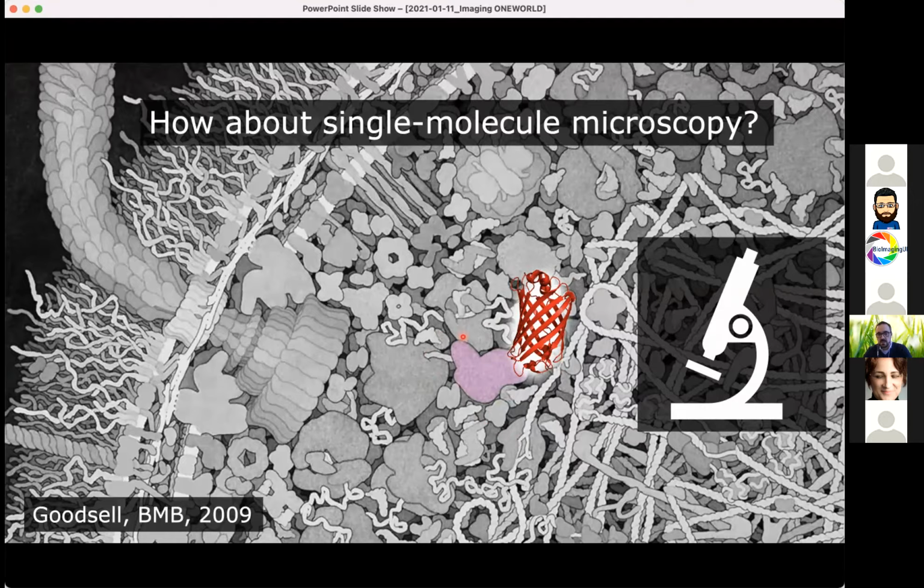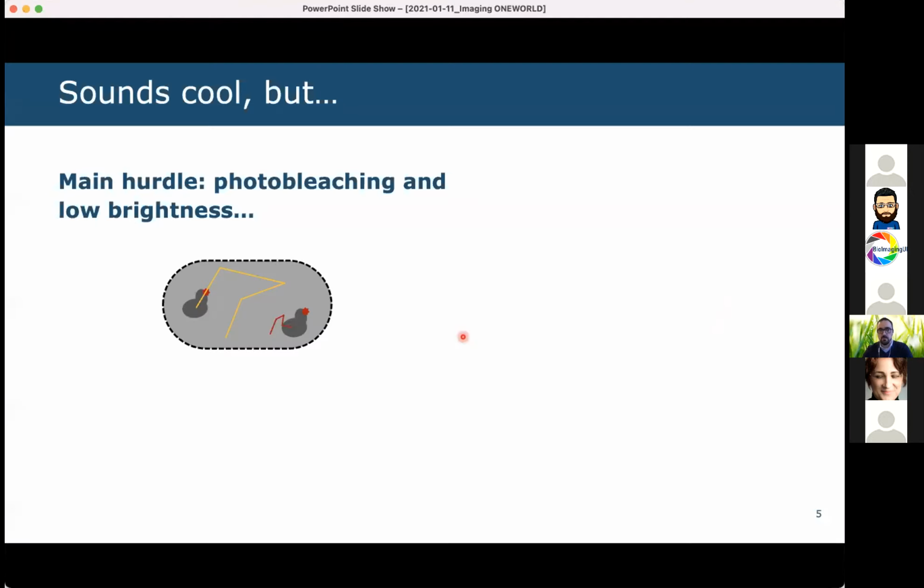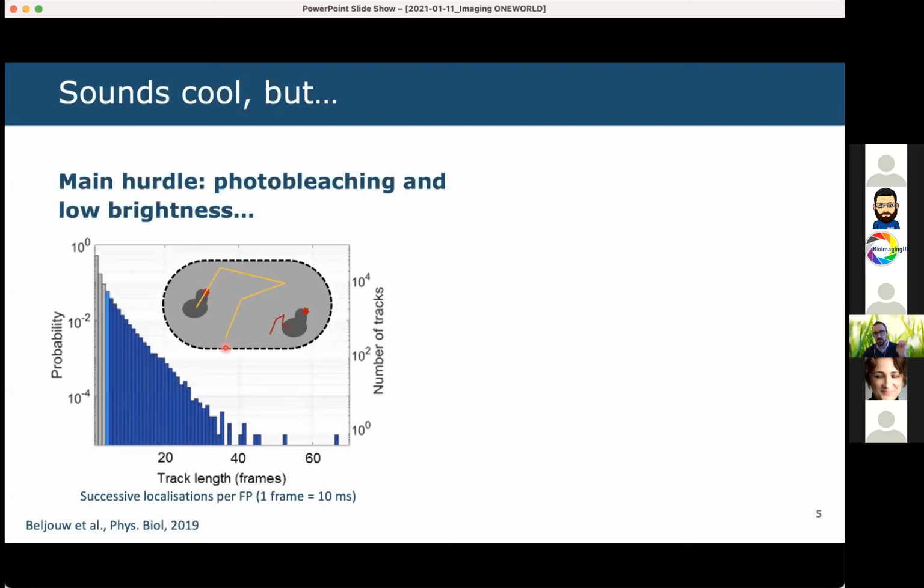That's very cool, but the issue we have in all this live cell imaging is that those fluorescent proteins bleach very, very quickly. That means if we want to see how a single protein moves through a cell, we have only a very short time window. We quantified that in one of our papers, where we plotted the number of tracks as a function of track length. A single track is the movement until photobleaching. That means how many frames of 10 milliseconds we can record.